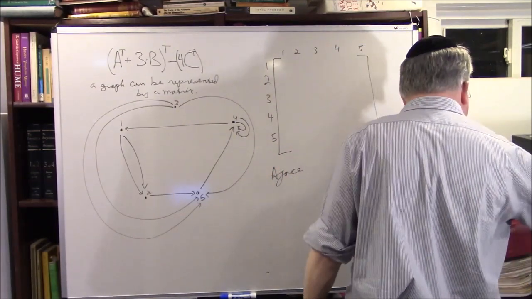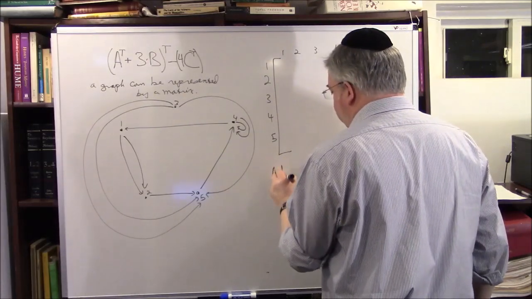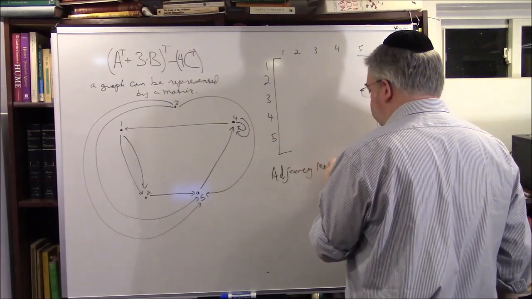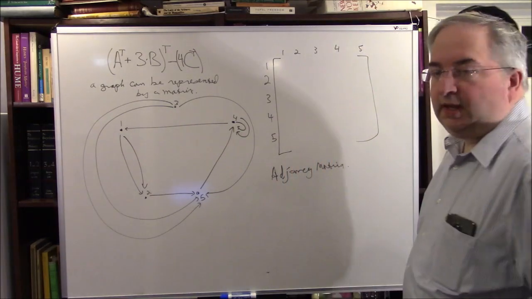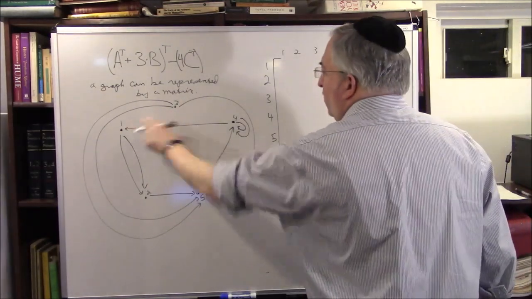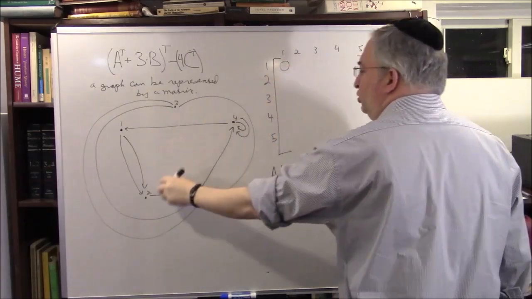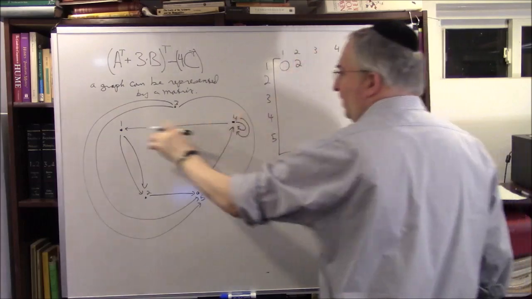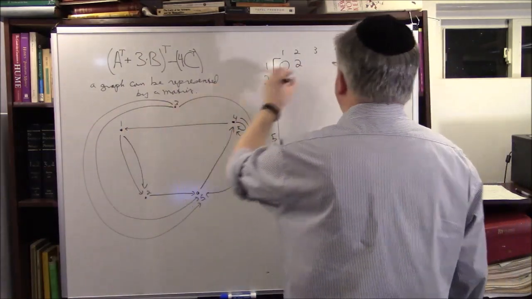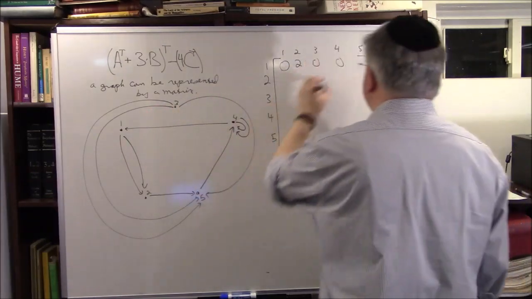Do you think I know how to spell adjacency? A-D-J, adjacency matrix. It goes as follows. From 1 to 1, there's nothing, so that is 0. From 1 to 2, there are 2 arrows, that's parallel. From 1 to 3, there's nothing. From 1 to 4, there's nothing. From 1 to 5, there's nothing.